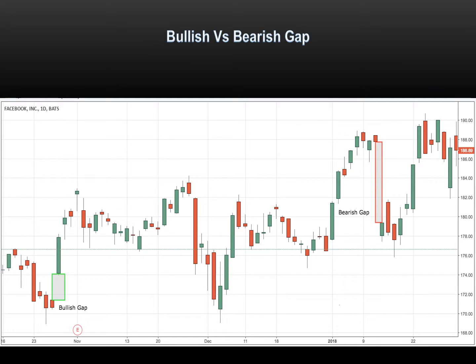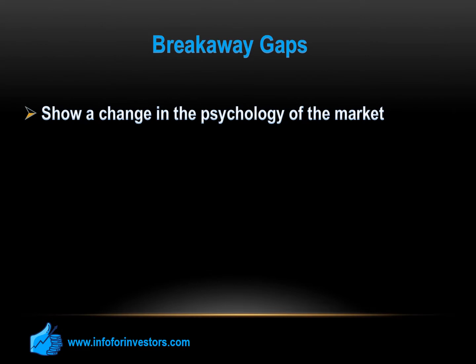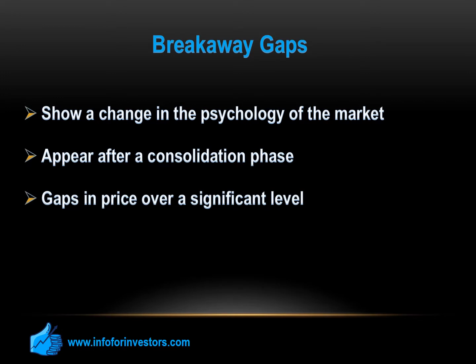These gaps usually show a change in the psychology of the market, so they appear after a consolidation phase. It means that they are gaps in price over a significant level, such as a support or resistance line, which triggers a new trend. For this reason, when there is a gap at the beginning of a trend, you consider it to be a breakaway gap.